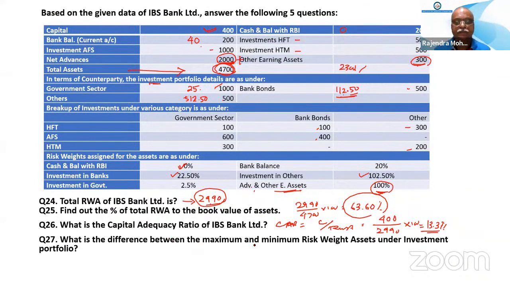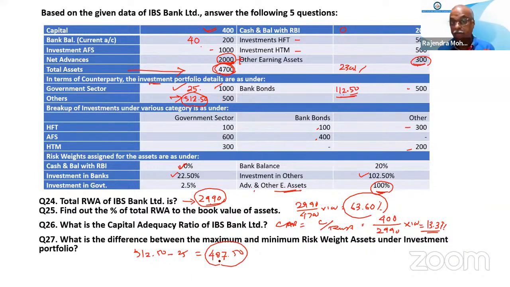Next, what is the difference between the maximum and minimum risk-weighted asset under the investment portfolio? We have calculated all the things. What was the maximum risk-weighted asset and what is the minimum? The maximum is 512.50, and you have to exclude 0; you don't have to take 0 here. The least one is the government sector, which is 25. So 512.50 minus 25 gives 487.50.